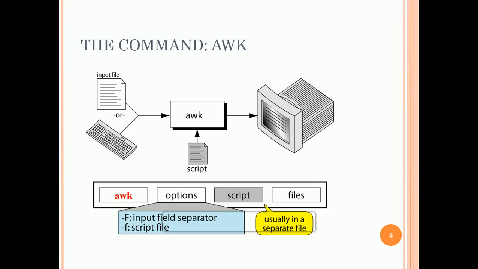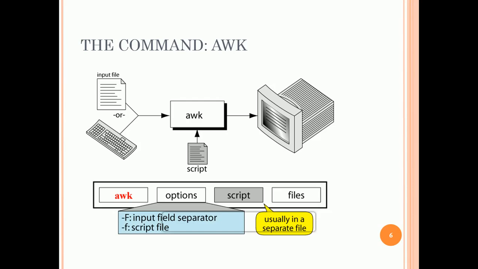Then the third is the script. Script is nothing but what? The script, or the task that we want to perform, can be written in a separate file. So that is the script name. And the last, files. This is nothing but what? The input file on which we want to perform the task, or it is a kind of data file. So in awk, we have to provide the script.